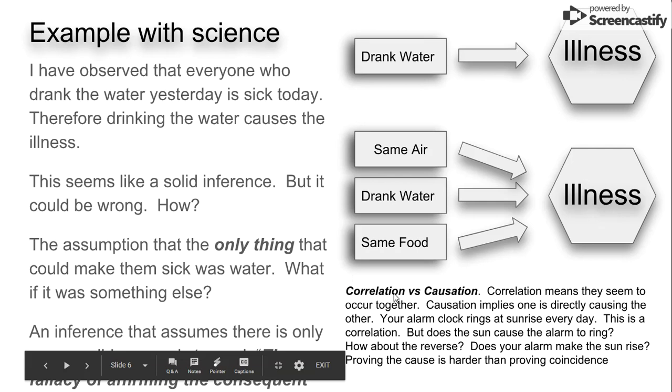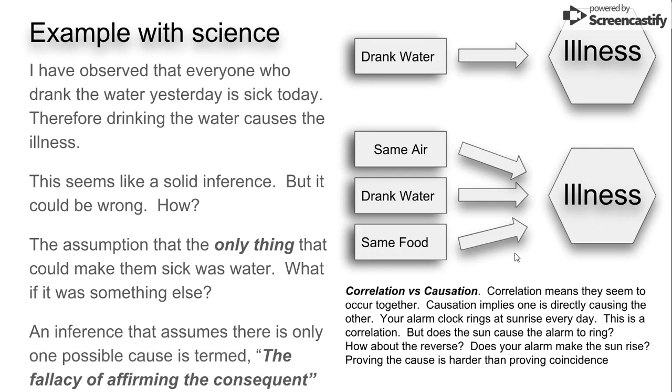How can this happen? Very often, we get trapped in correlation versus causation. Correlation means they seem to occur together. Causation implies one is directly causing the other. Your alarm clock rings at sunrise every day. This is a correlation between the two observations. But does the sun actually cause the alarm to ring? How about the reverse? Does your alarm clock make the sun rise? So you can prove that they are correlated. Proving that there is a connection between the two is harder.